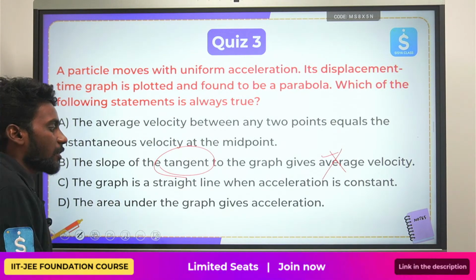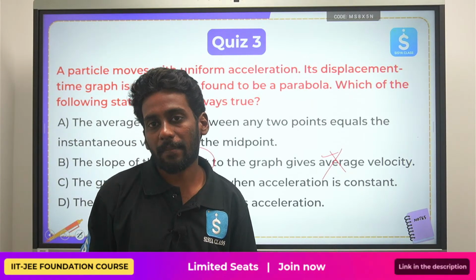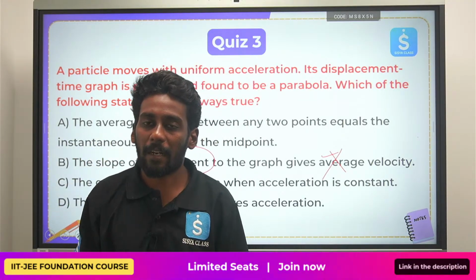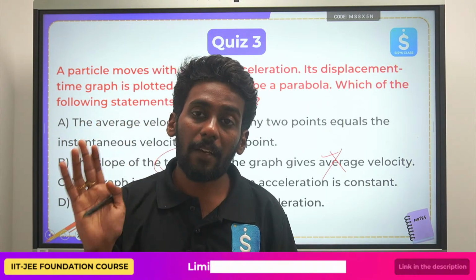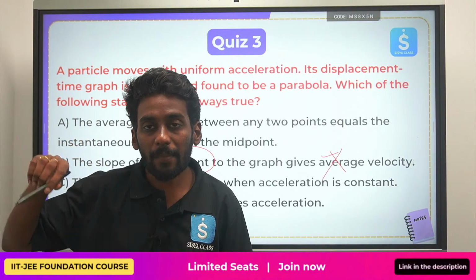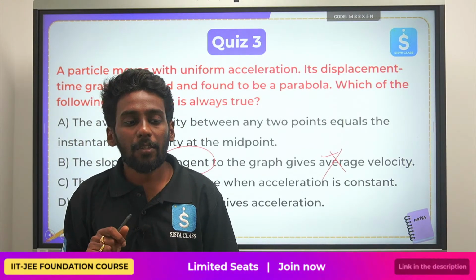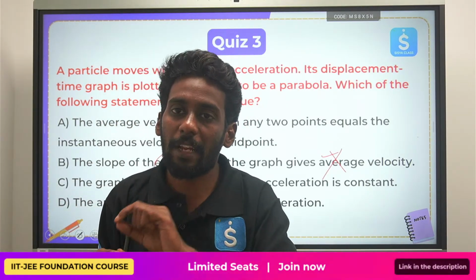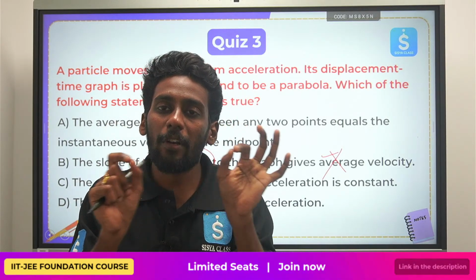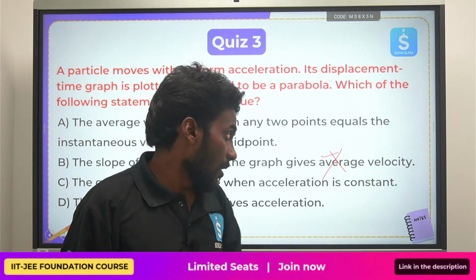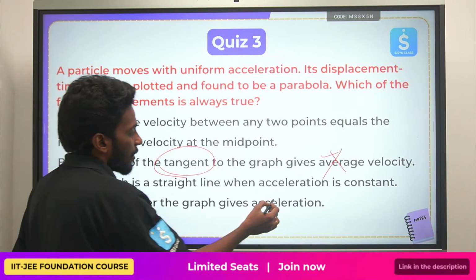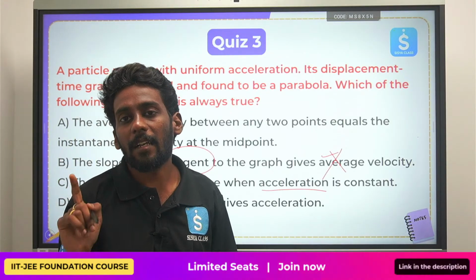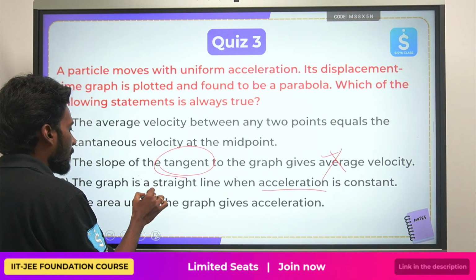Now, the graph is a straight line when acceleration is constant. See, when there is acceleration in the displacement time graph, it always becomes a curve. So whenever you are seeing curves in the displacement time graph, it means acceleration, and if you are seeing straight lines in displacement time graphs, it means uniform velocity. So the graph is a straight line when acceleration is constant, they give. So when there is acceleration in the displacement time graph, it would definitely be a curve and not a straight line. So this would be an incorrect statement.